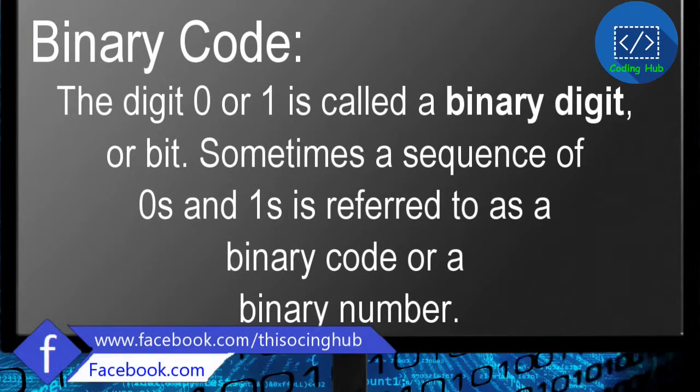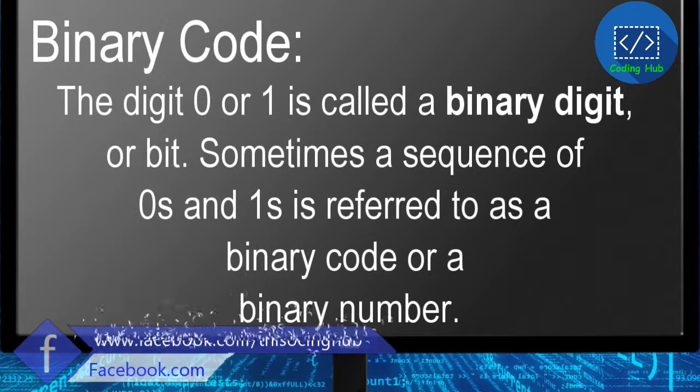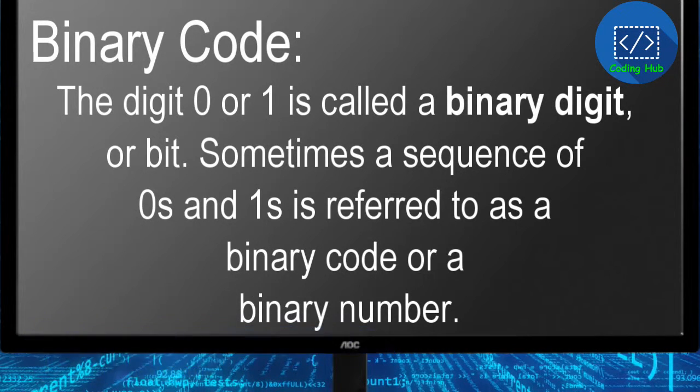Binary code. The digit 0 or 1 is called a binary digit, or bit. Sometimes a sequence of zeros and ones is referred to as a binary code or a binary number.